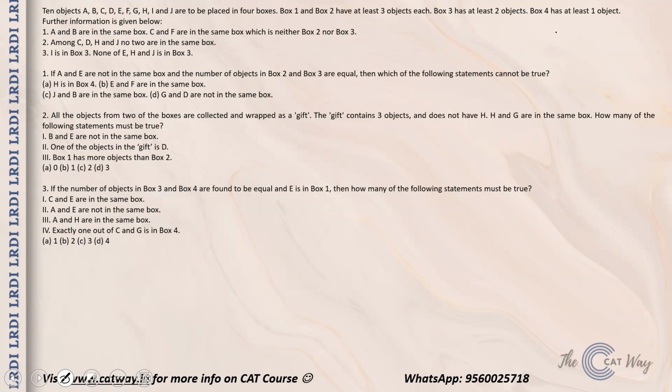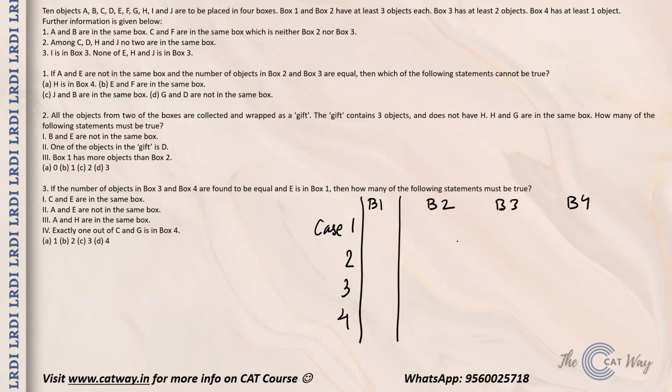So for a total of 9 objects, we know their locations, right? But for the 10th one, we need to identify it, right? So that brings us to 4 cases, because that one object can go in box 1, 2, 3, or 4. So any of the 4 boxes it can go. So let's talk about the 4 cases that we have. Let's say case 1, 2, 3, and 4. And here we have the boxes: box 1, box 2, box 3, and box 4, right? So this is what we have.